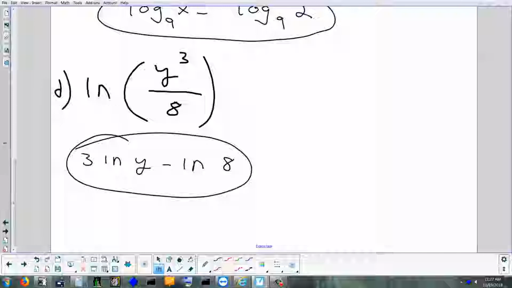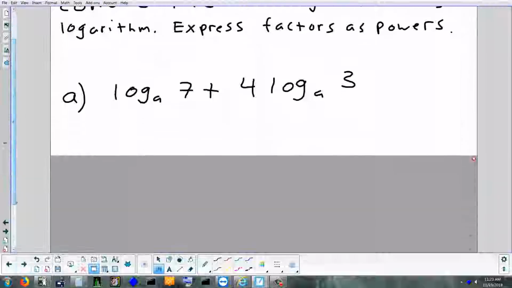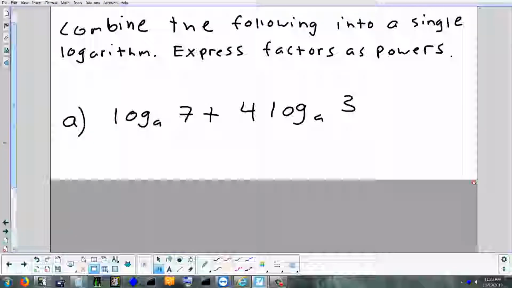Any question on that one? Okay, so we've taken a bunch of problems and separated them. Now, let's take and recombine them. So this is exactly what we just did, except in reverse. So now it says express factors as powers. That means do not leave numbers in front. You should put them back up as exponents. So it's the reverse of what we just did.